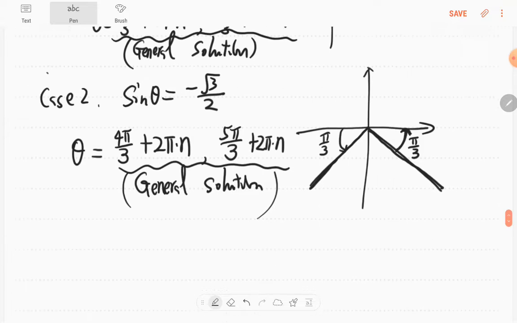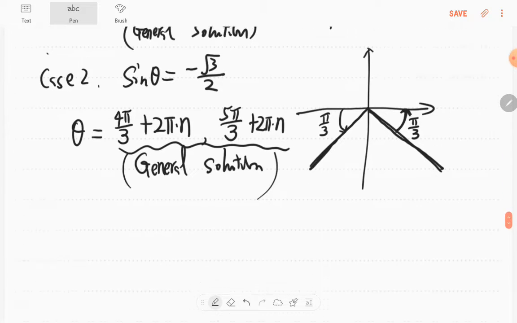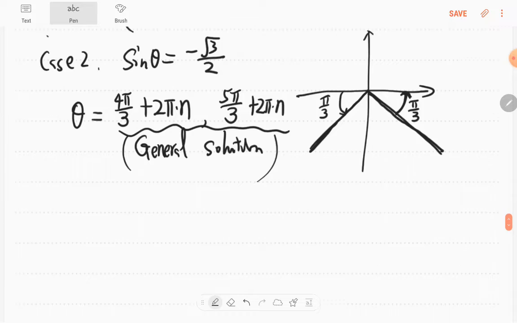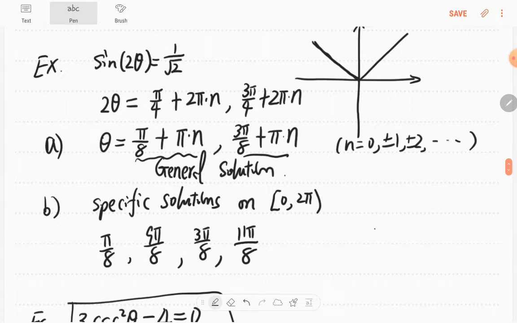Okay, so these are all the examples related to sine and cosine. So we need to find 2 angles in one period, right? If you have 2 theta, at last you need to divide by 2, right?